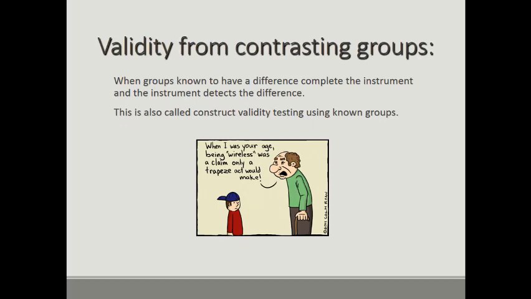Validity from contrasting groups occurs when an instrument detects differences between the groups that are known to have a difference. For example, an instrument measuring internet usage in the generation of people that are 70 or older and the generation that's 15 or younger. If the tool is able to pick up on that difference, then you're starting to see validity established by contrasting groups. This can also be called construct validity testing using known groups.